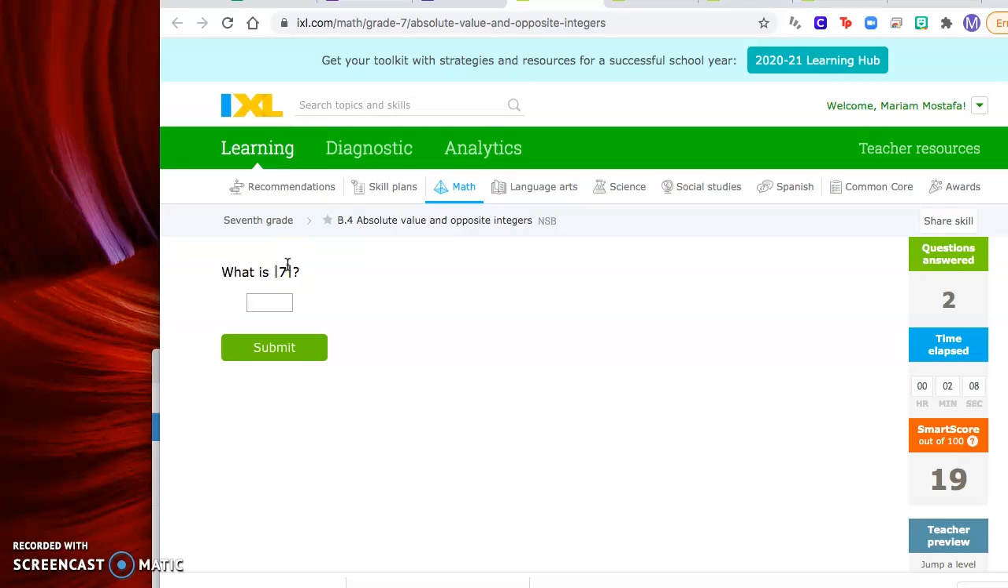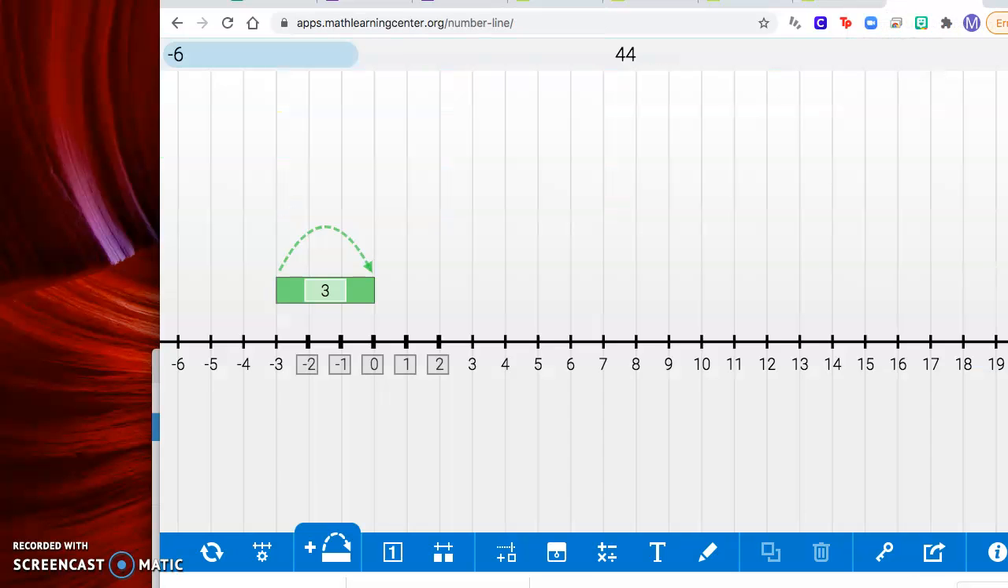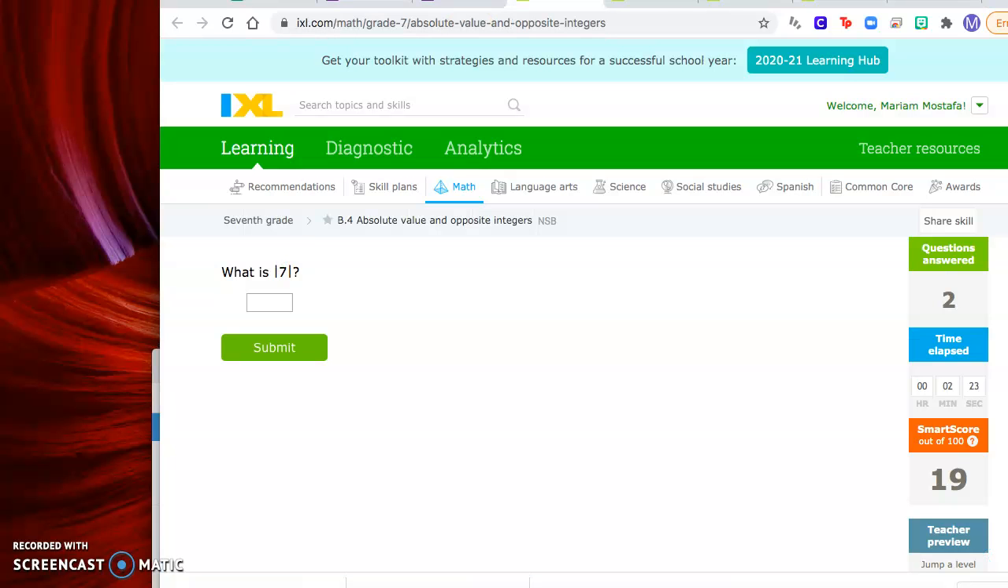And absolute value is so simple, right? If I look at a number line right here, it's asking you how far away is 7 from 0. So 7 from 0 is 7 units. So the absolute value of 7 is literally 7. It's always the positive version of that number.